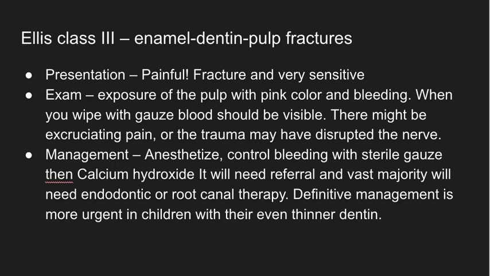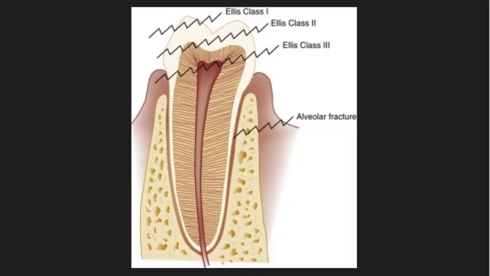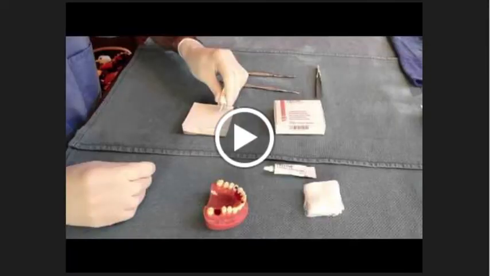And you're going to want to refer this. Most of them are going to need root canal therapy. In children, definitive management is even more urgent because their dentin is thinner. Here's that diagram again, and here's our improvement.